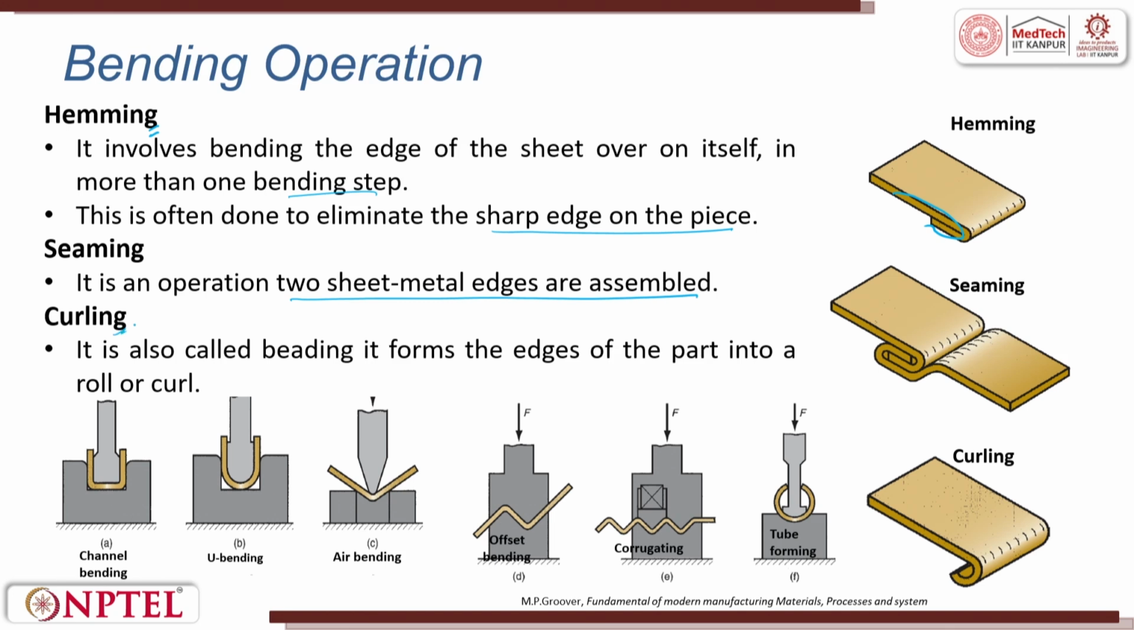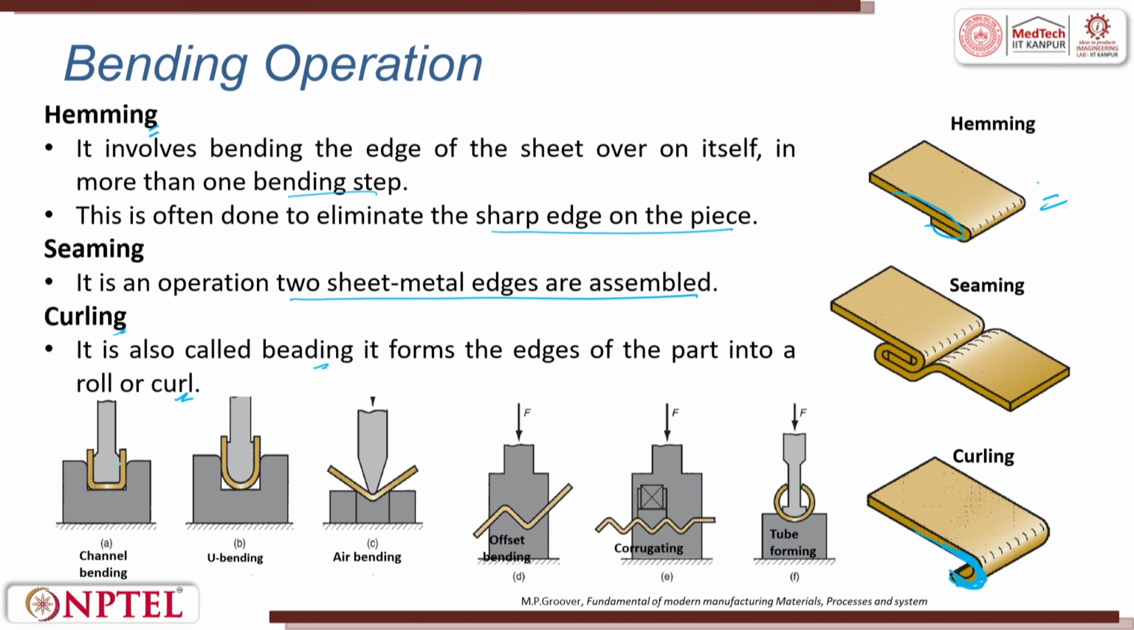Curling is the other operation. So, curling is where you try to bend and create a curl. It is also called beading. It forms the edge of a part into a roll or a curl. This one is hemming, then it is seaming, attaching two things, and then it is bending and then you leave it. You also have several of these bending like channel bending.